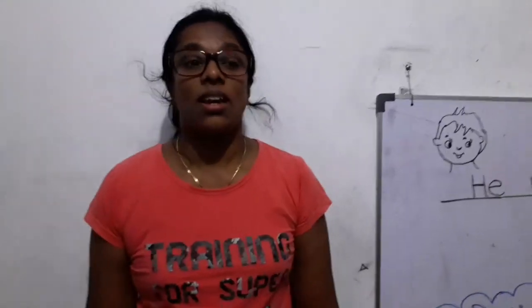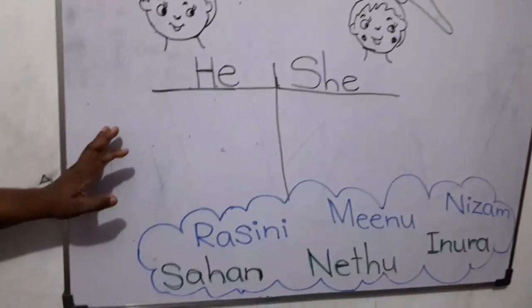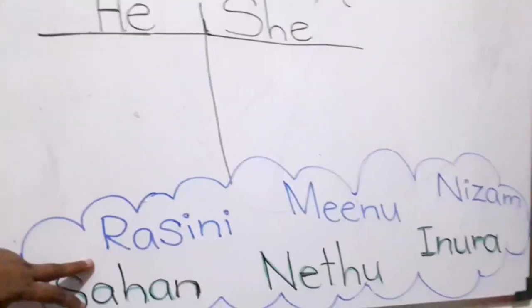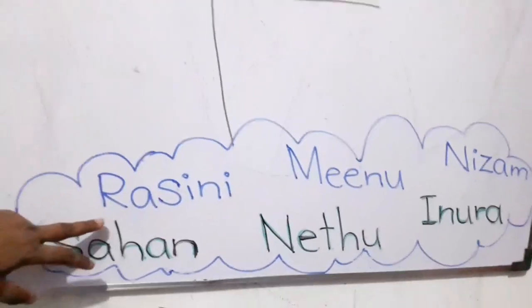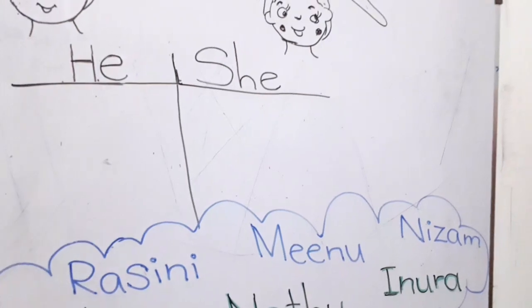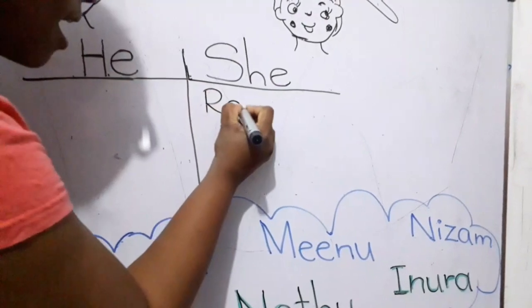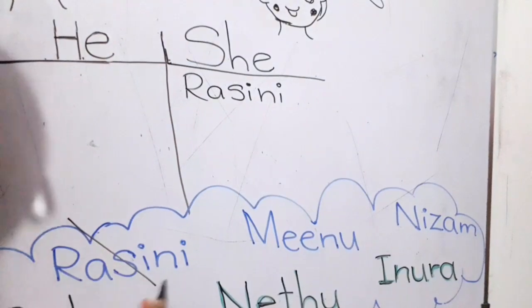Did you finish? Okay, let's see. Right. How did you put the names? In this sign, what are the names you've got? Let's see. Who are the boys' names here? Rasini, is it a boy's name or a girl's name? Rasini is a girl. So you have to put this name here. Let's write. Rasini. Then you can cut this.